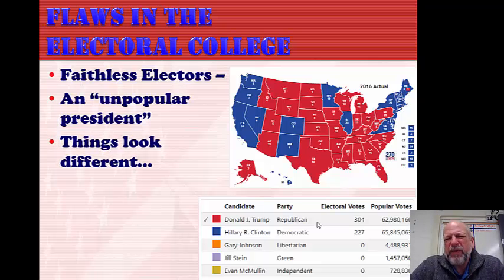It's also awkward because of how things look. They look a little bit different. They look a little skewed. They look like a landslide might be where there really wasn't one. And so it does make things look a little bit different.